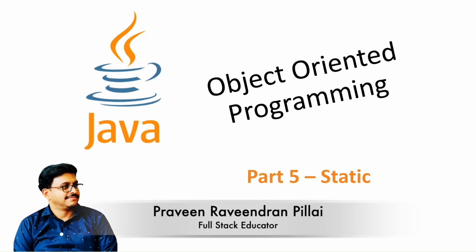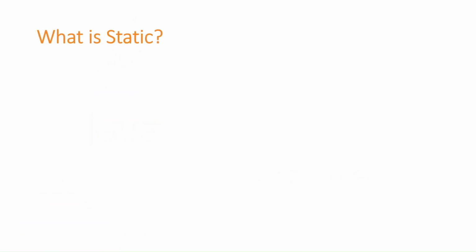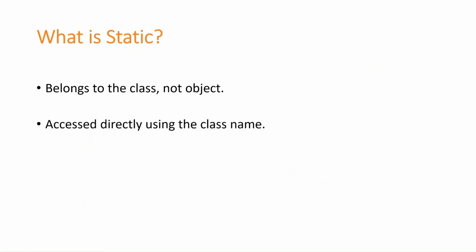This is part 5 of our object-oriented programming series, and today we are diving deep into the static keyword. So let's start. So what exactly does static mean in Java? Essentially, the static keyword makes a member belong to the class itself rather than to any specific instance of the class. This means that the static members can be accessed directly using the class name without needing to create an object. They are also shared among all instances of the class.